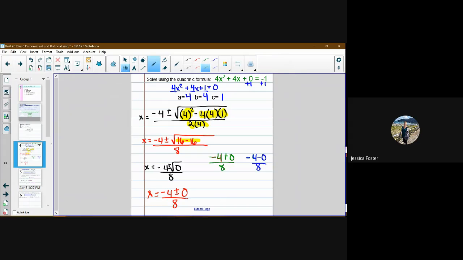Whether I'm adding 0 or subtracting 0, I'm actually getting the same thing. Both of these are going to end up being just negative 4 divided by 8. Negative 4 plus 0 is negative 4. Negative 4 minus 0 is negative 4. So either way, I'm left with my one answer, simplify 4/8 to negative 1/2.